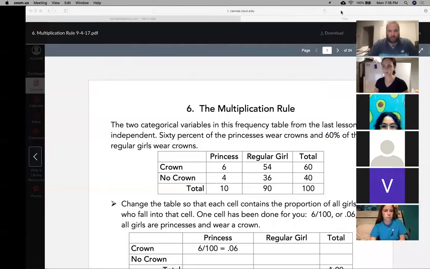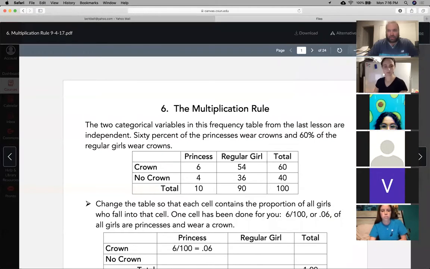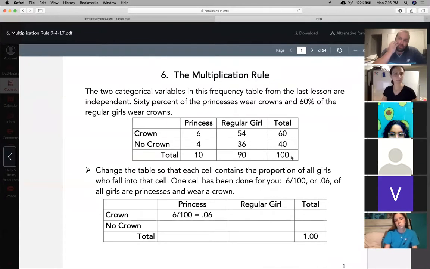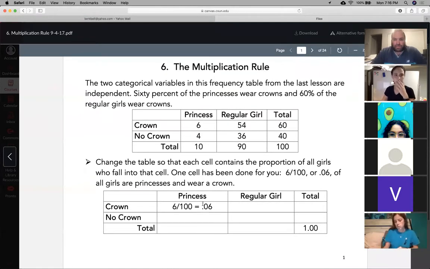Please load it up. I posted it, so it should be there. I am going to share my screen. So I will try to annotate here. And chapter 6 is on the multiplication rule. So you're all with me here? Mm-hmm. Okay, so last section we talked about princesses and crowns and non-princesses and non-crowns and so on, right?